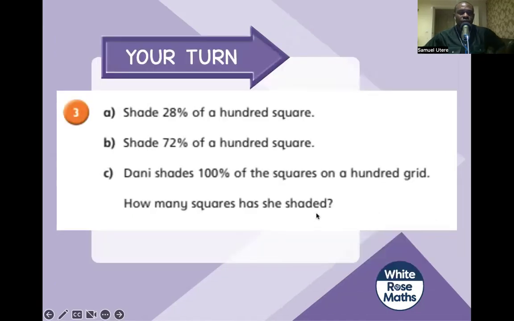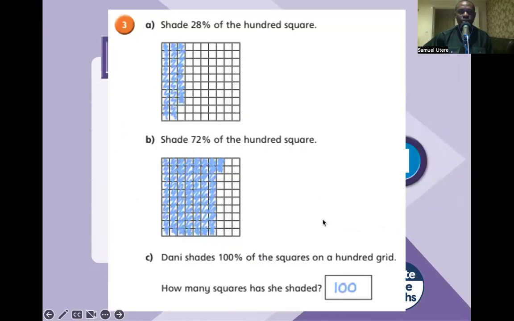Pause the video and answer question 3 in 2 minutes. Assuming you've paused the video and you've answered question 3, here are the answers. Let's discuss them. Here you were asked to shade 28% of the 100 square. Of course, 28% means 28 out of 100. So what they really want you to do is to shade 28 squares. Here, 72% will be 72 squares.